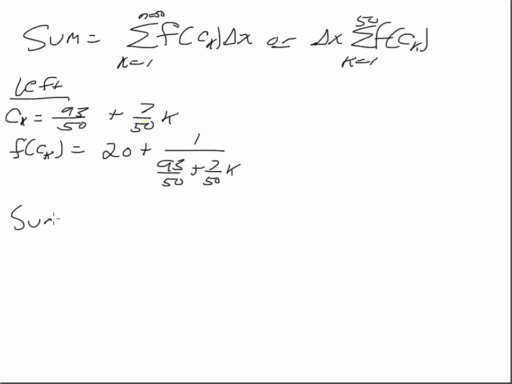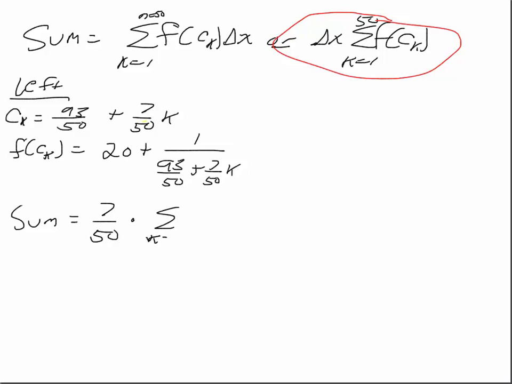So therefore the sum is going to equal delta x, which is 7/50ths, times the sum from k. Actually, I think we're going to use x because it's just easier on the calculator than using k's. So x equals 1 to 50 of this function, which is 20 plus 1 over 93/50ths plus 7/50ths K.